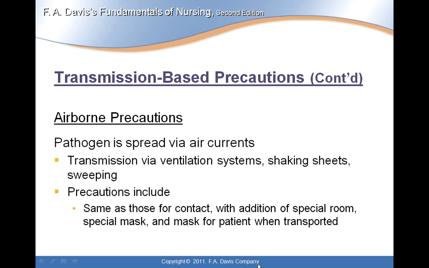Now, with airborne precautions, it said these are spread via air currents. And so transmission can be made via the ventilation system, shaking a person's sheets when we're trying to get their sheets together on their bed, or sweeping. And so usually patients that are on airborne precautions, such as TB, a person with tuberculosis, they're going to be in specially pressurized rooms that circulate that air not inside of the hospital, but outside of the hospital. We have specialized masks for patients that are on airborne precaution.